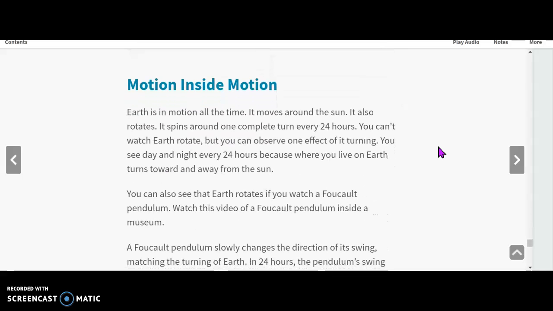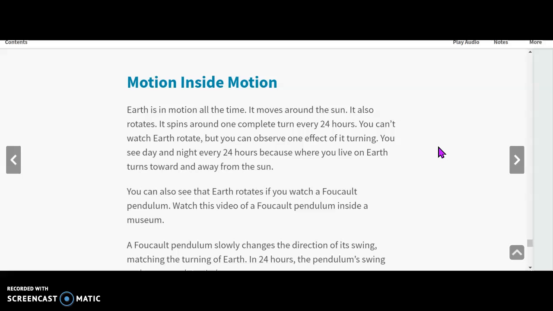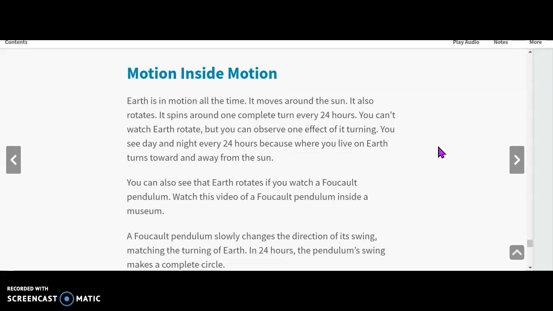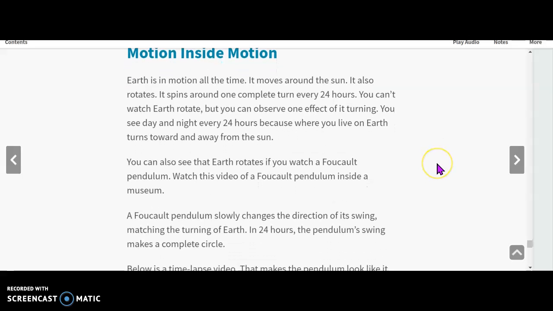All right, the last page, page 165, motion inside of motion. Earth is in motion all the time. It moves around the sun. It also rotates. It spins around one complete turn every 24 hours, which is one day. You can't watch Earth rotate, but you can observe one effect of it turning. You see day and night every 24 hours because where you live on Earth turns toward and away from the sun. So when it's toward the sun, it's daytime. When it's away, it's nighttime.